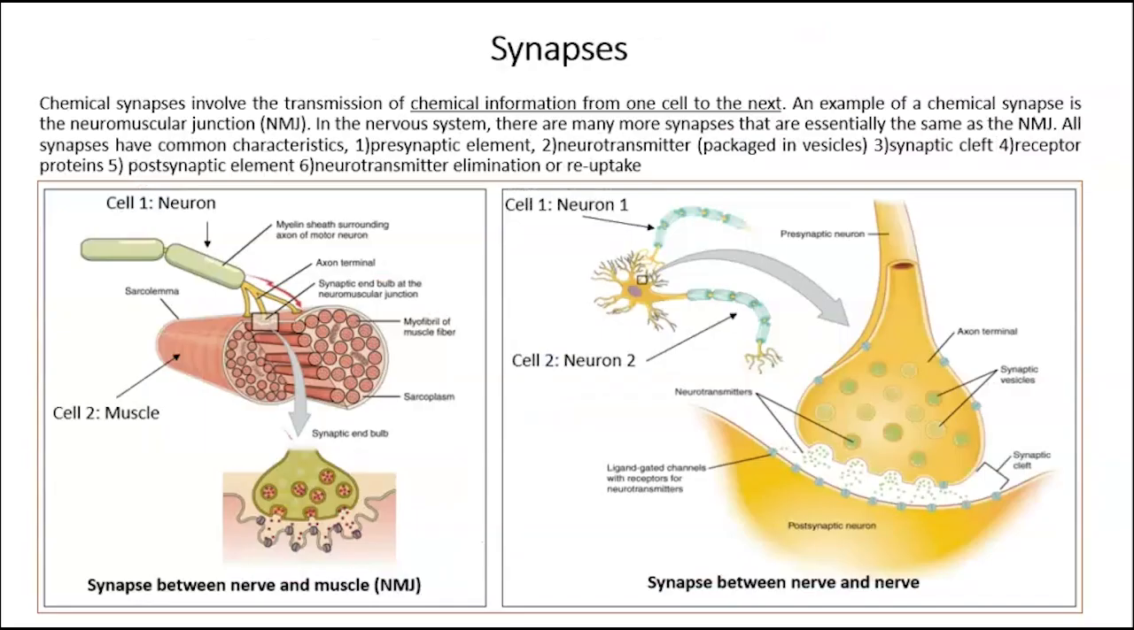Okay, the next topic is synapses. Similar to what the neuromuscular junction is, a synapse is a communication between a nerve and another nerve.